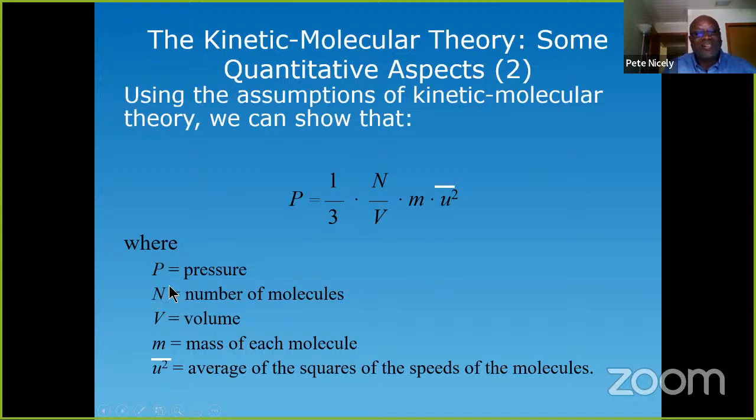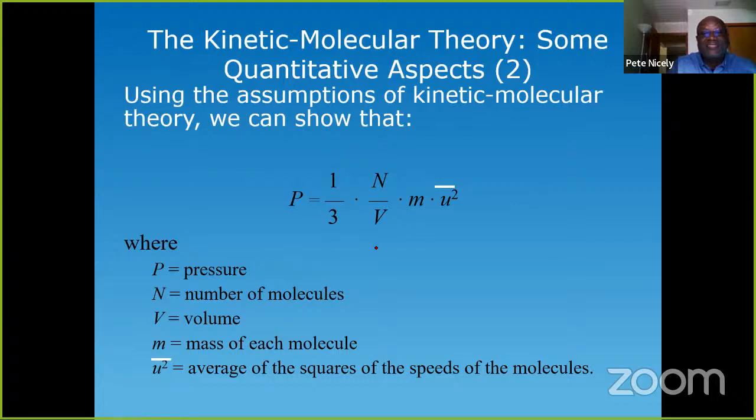So P is the pressure, uppercase N represents the number of molecules, V represents the volume of the gas, m represents the mass of each molecule, and then we have this special term here, u squared with a bar above. What that means is that we're talking about the average of the squares of the speeds of the molecules. So let me explain further what that means.